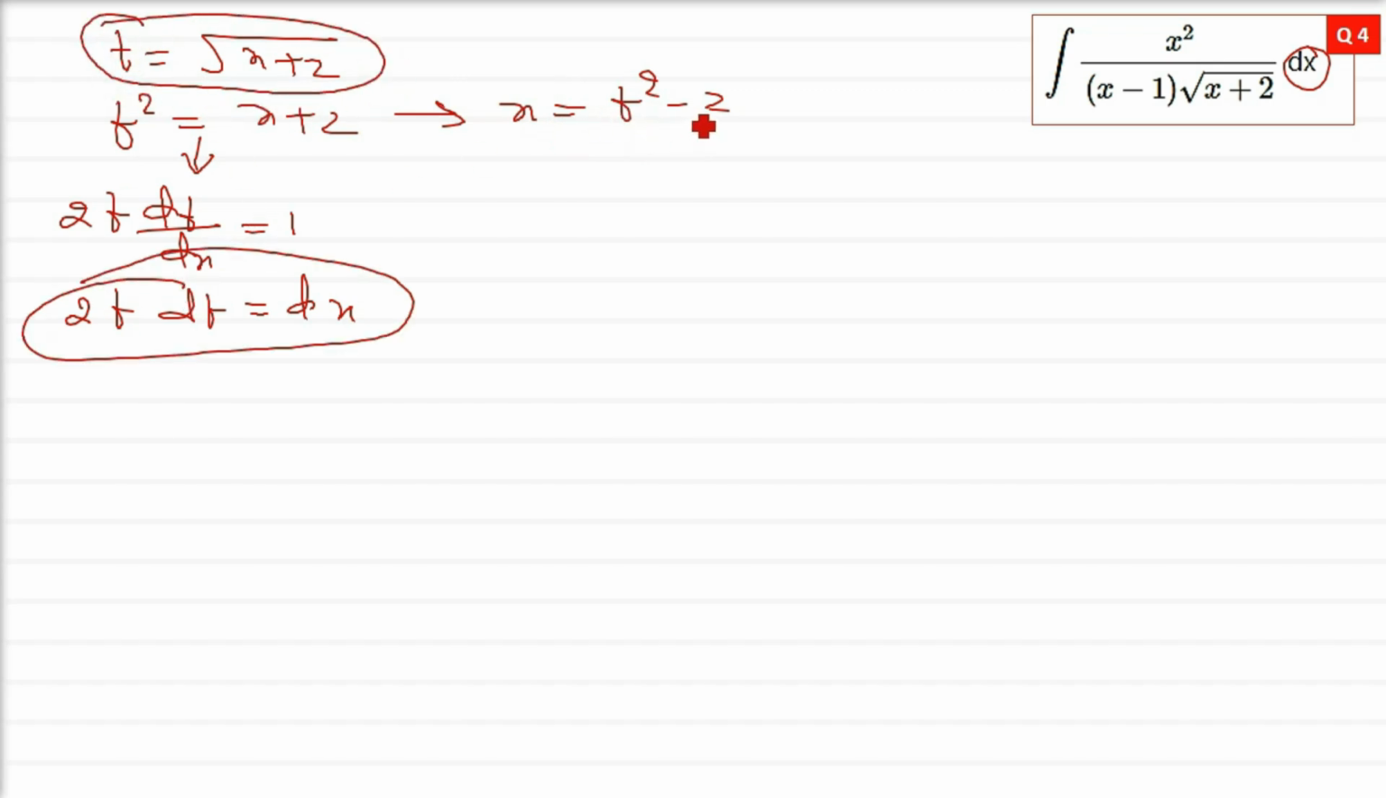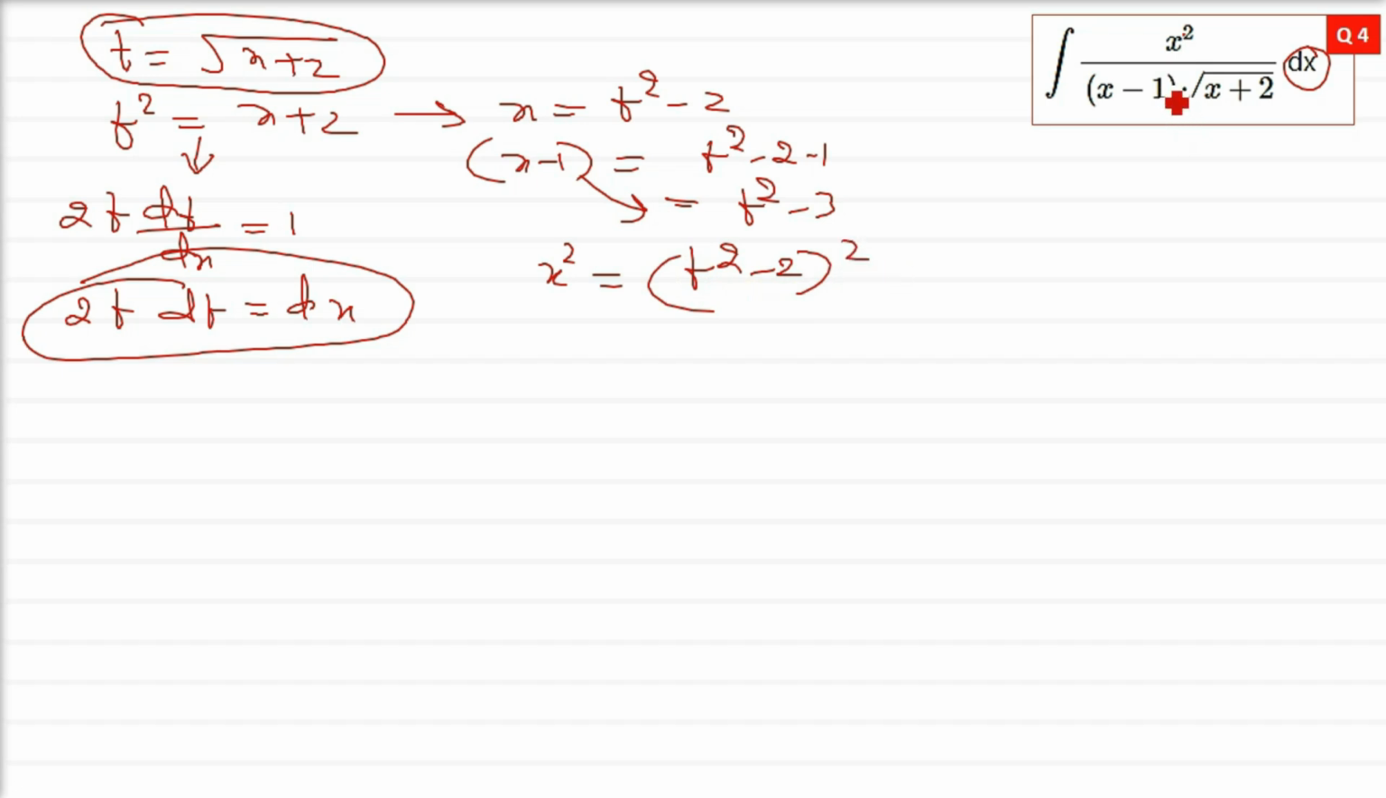Now this x square and x minus 1 need some replacement in terms of t to fulfill our simplification. So x minus 1, x is already t square minus 2, just subtract a 1. So t square minus 3 can be written in place of x minus 1. What is x square in the numerator? It's t square minus 2 whole square.